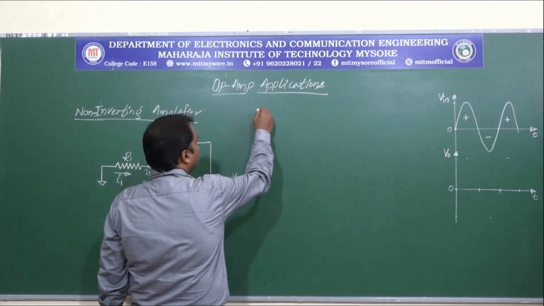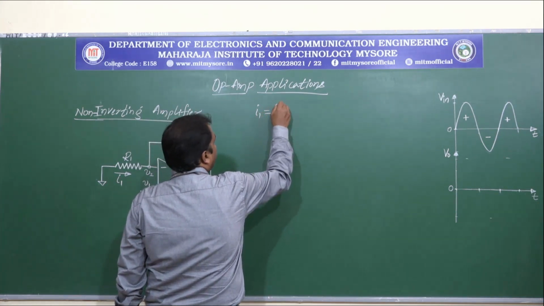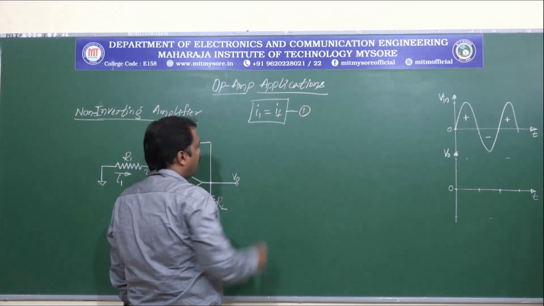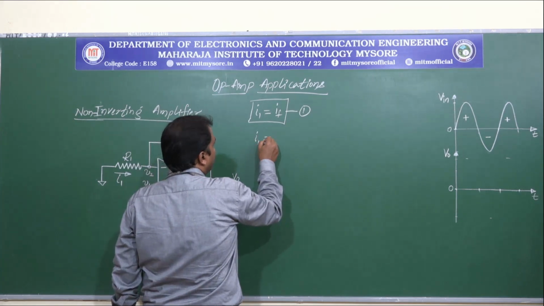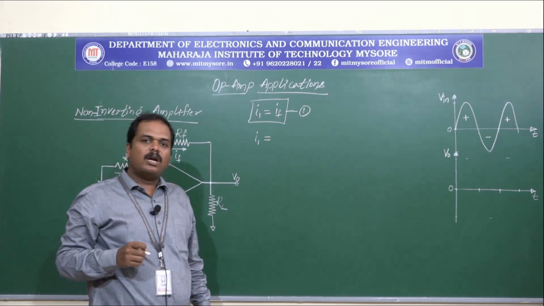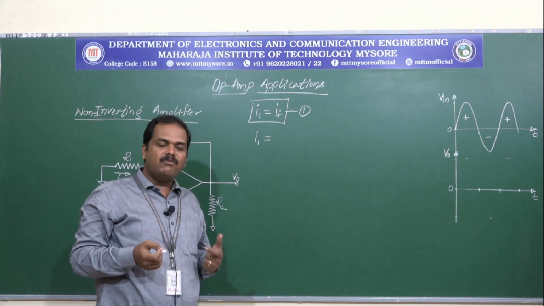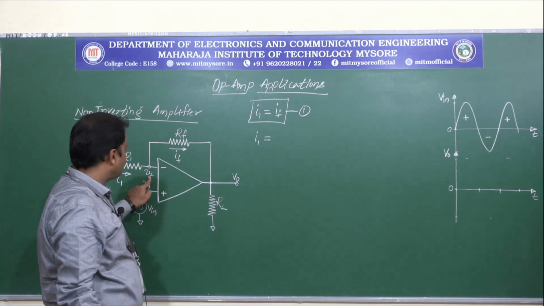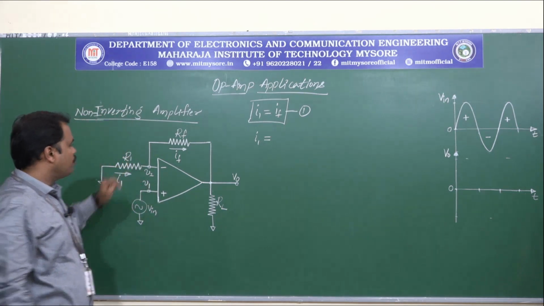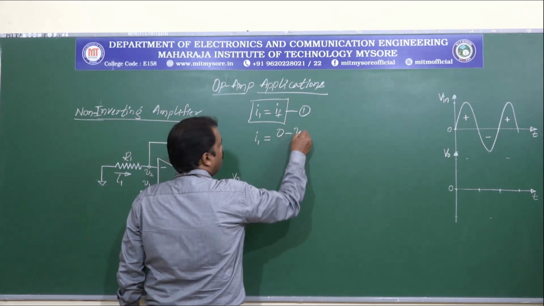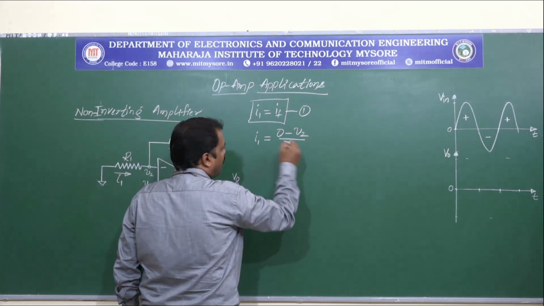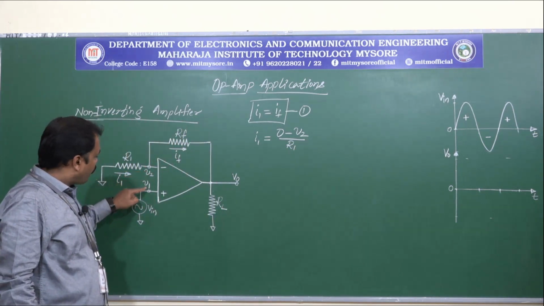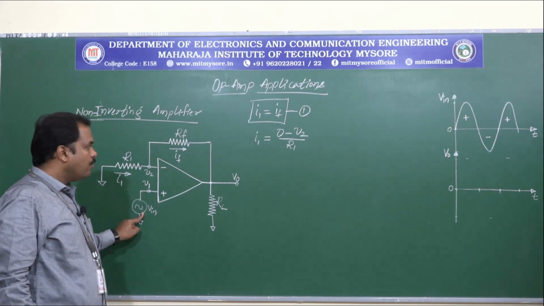So let us equate I1 to If and consider this as equation 1, and by using Ohm's law we can write the equations for currents I1 and If, and later we'll equate these two. Now I1 is given by 0 minus V2 by R1. Because of the virtual connection concept, V2 is approximately equal to V1, which is equal to Vin.